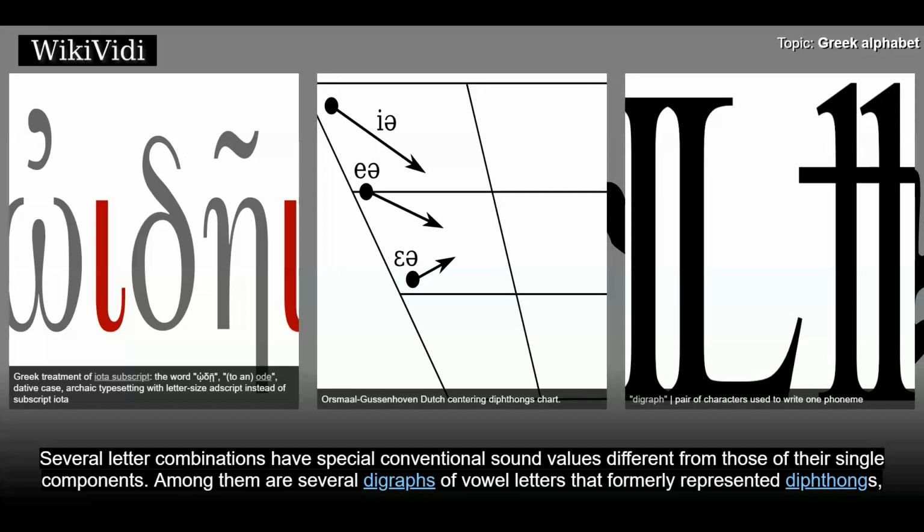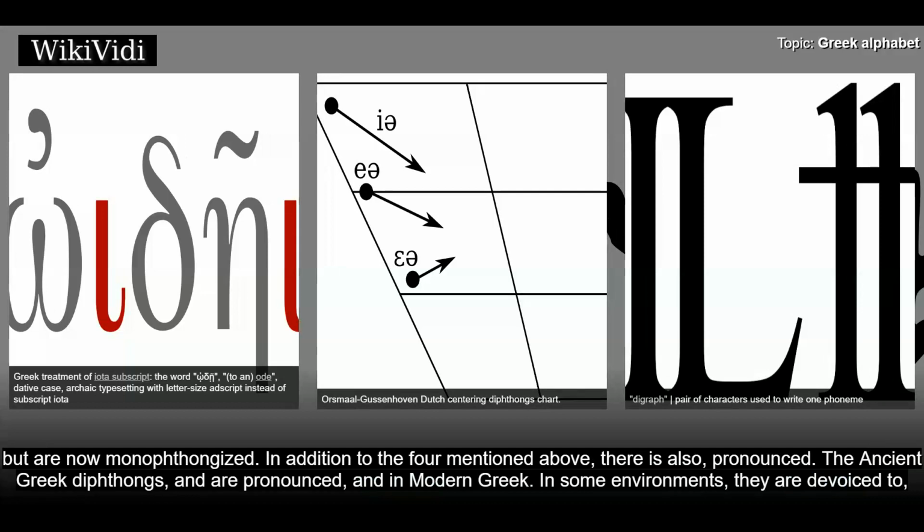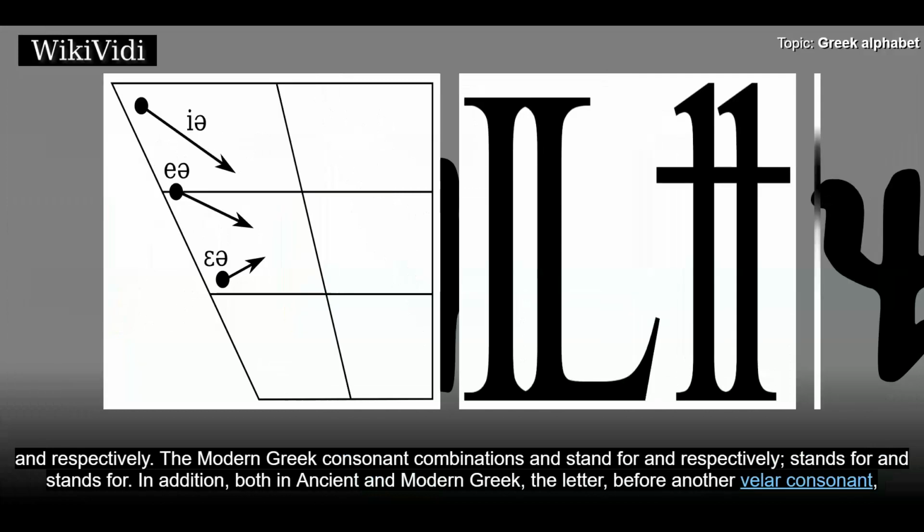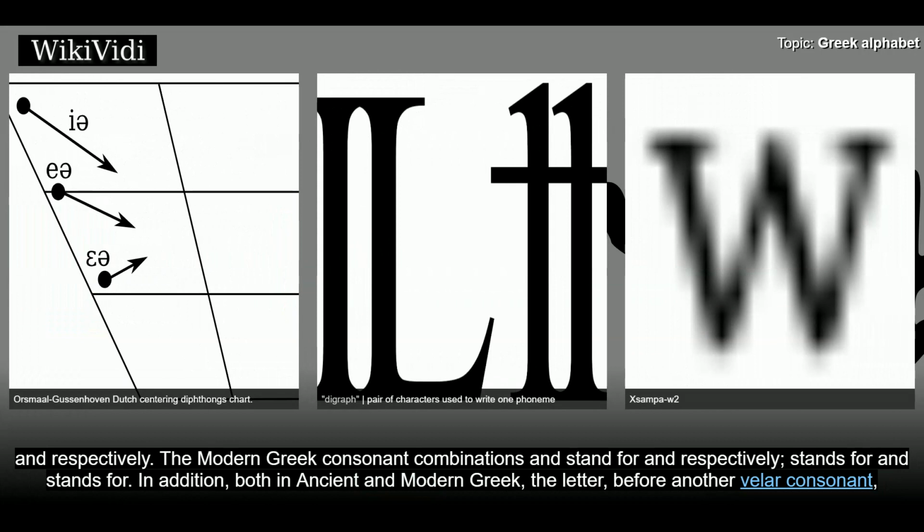Several letter combinations have special conventional sound values different from those of their single components. Among them are several digraphs of vowel letters that formerly represented diphthongs, but are now monophthongized. In addition to the four mentioned above, there is also one more pronounced. The ancient Greek diphthongs are pronounced differently in modern Greek. In some environments, they are devoiced. The modern Greek consonant combinations stand for their respective sounds.